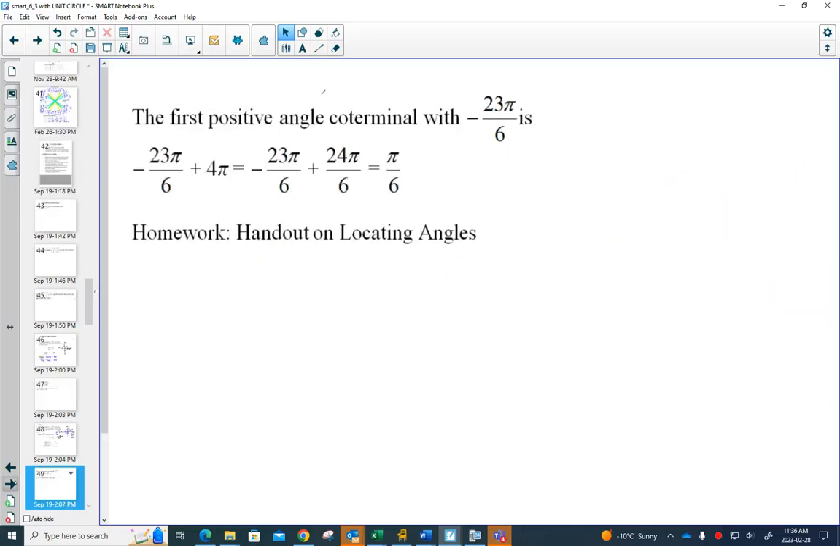So I have a worksheet for you to help you get good at this mental math.